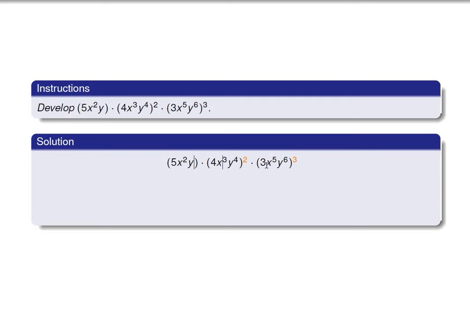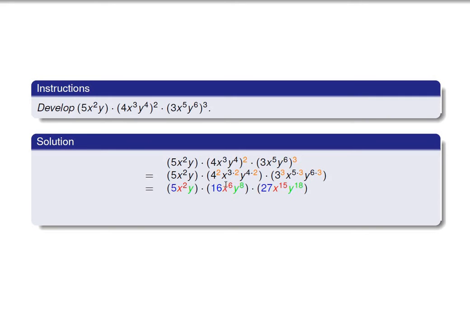And we can do the same with the last term here. 3 to the power 3, x to the 5 to the power 3, and y to the power 6 to the power 3. And we know that when we have an exponent of an exponent, because of the law of the exponents, we have to multiply the exponents. So here we're going to have x to the power 3 times 2, y to the power 4 times 2. And same for the last term. Here 5 times 3 and 6 times 3.